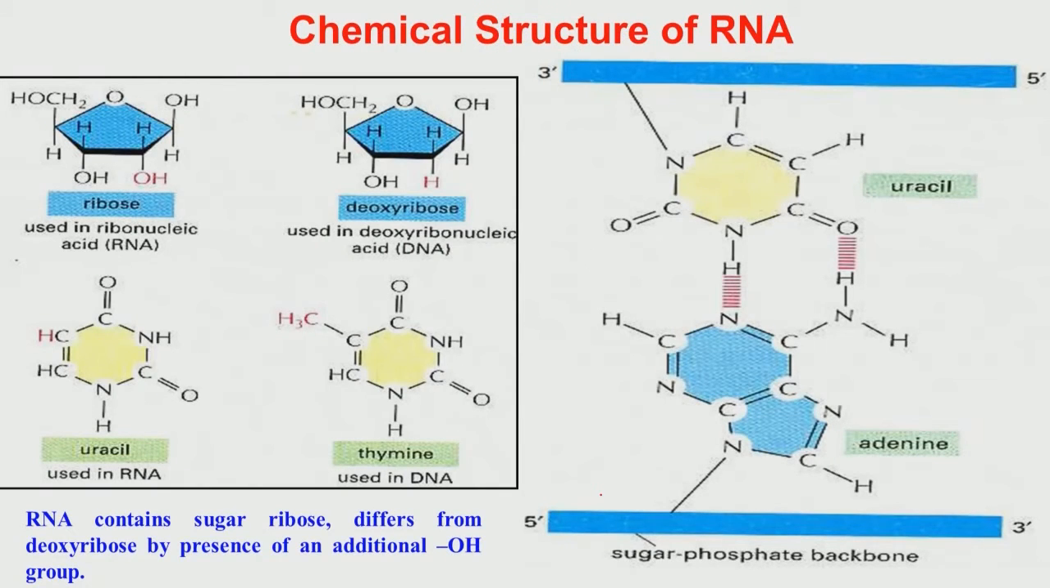Ribonucleic acid: its point of dissimilarity with respect to DNA structure is that in a DNA structure you have A-T and then C-G. In ribonucleic acid you have uracil in place of thymine. So, therefore, your A will base pair with U, that is uracil.